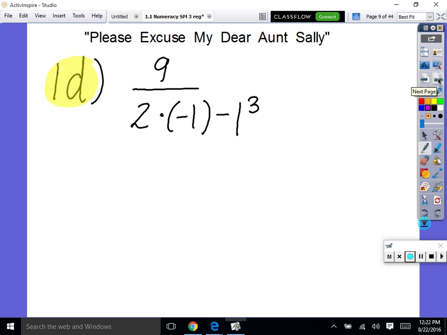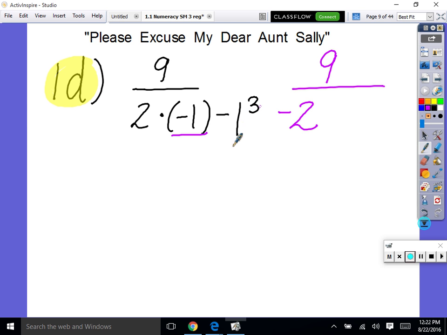Let's simplify this. 9 over 2 times negative 1 minus 1 cubed. So on top, 9, nothing we can do with that for right now. On bottom, we have inside our parentheses a negative 1. Well, we don't need to simplify anything there, right? Okay, it's just negative 1. So 2 times negative 1 is negative 2.